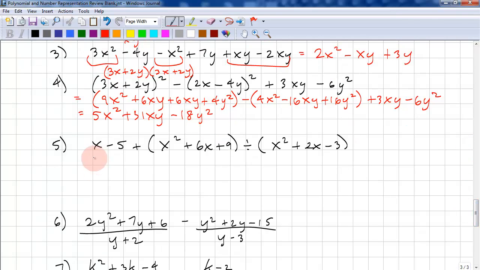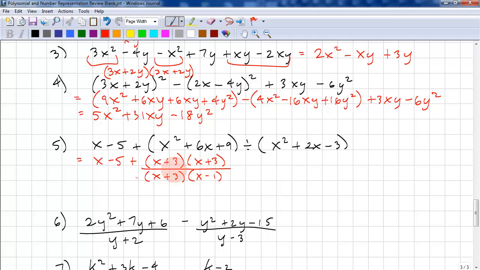Okay, let's look at this one. x minus 5 plus, let's factor this. x plus 3 over, and let's factor this. This is x plus 3, and this is x minus 1.